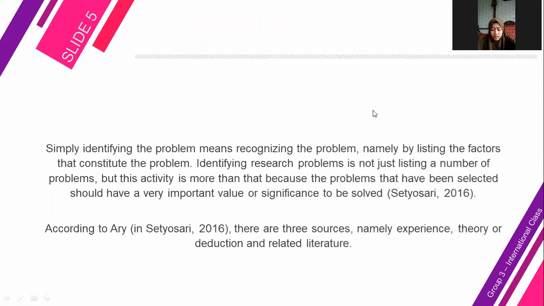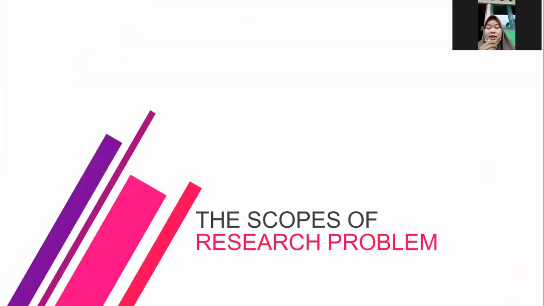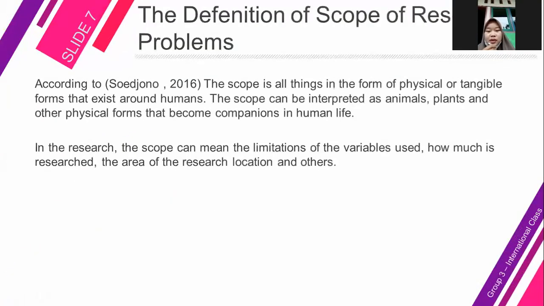And the last, in identifying the problem there are some sources that can be used. The first is experience, the second is theory or deduction, and then the related literature. Okay, that's all from me. I give you back to moderator. Okay, thanks to Fadisya. The next material will be explained by Devi. Devi, time is yours.